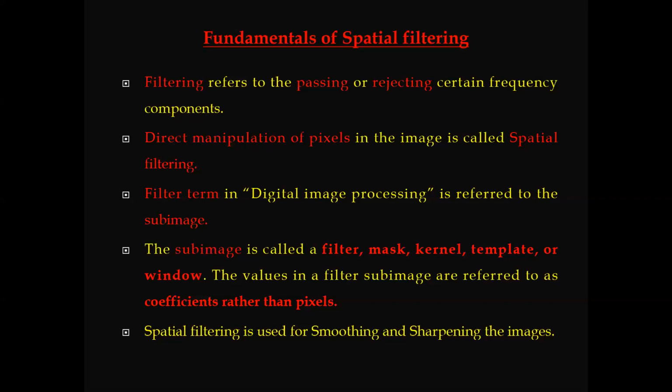The values in the filter sub-image are referred to as the coefficients of the filter rather than pixels. The same values, if they are present in the image, then we may call them pixels. But for a sub-image, that is our filter, we call them coefficients of the filter, not pixels. So spatial filtering is used for the purpose of smoothing an image, and for the purpose of sharpening an image.